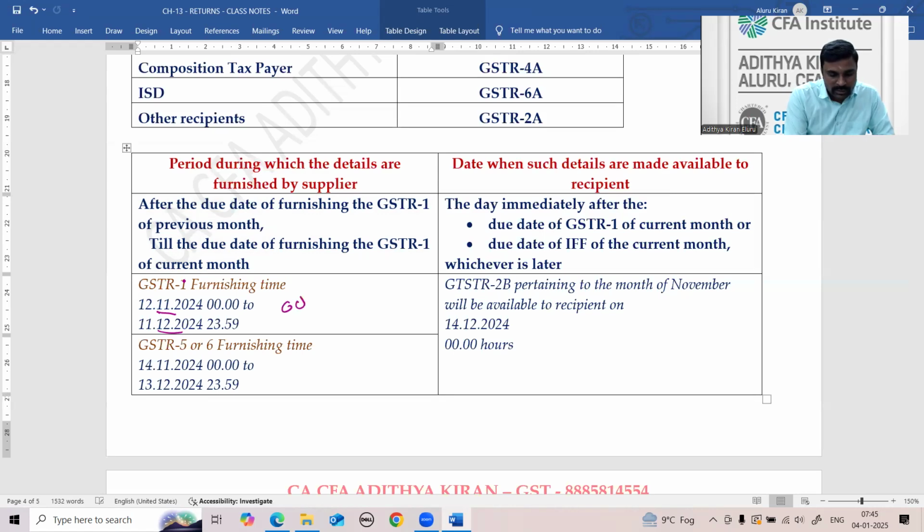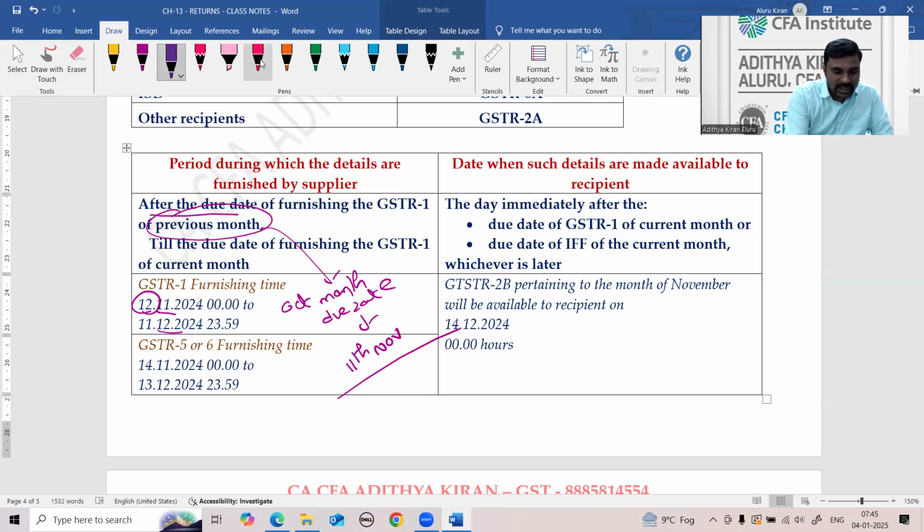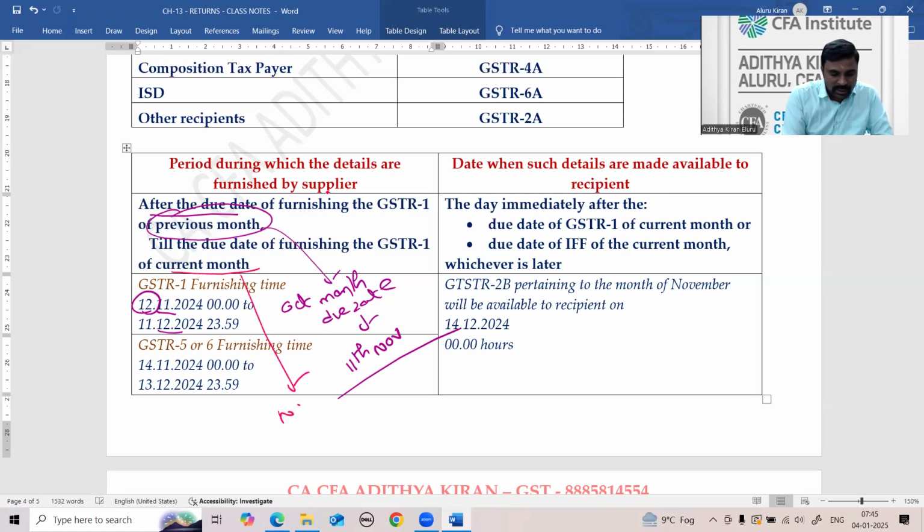Right. So October month due date is 11th November. 11th November is the due date for furnishing GSTR 1 of October month. Therefore, after the due date, that means 12th, we will take. Previous month is October. What is the current month? Current month is November. November month GSTR 1 due date is, sorry, 11th December.